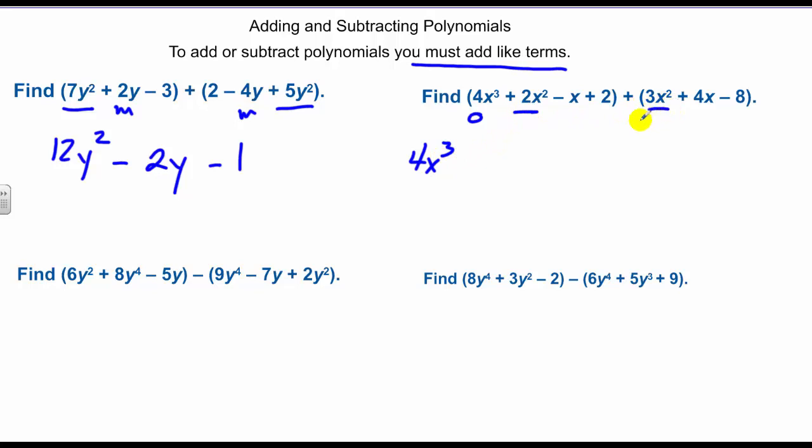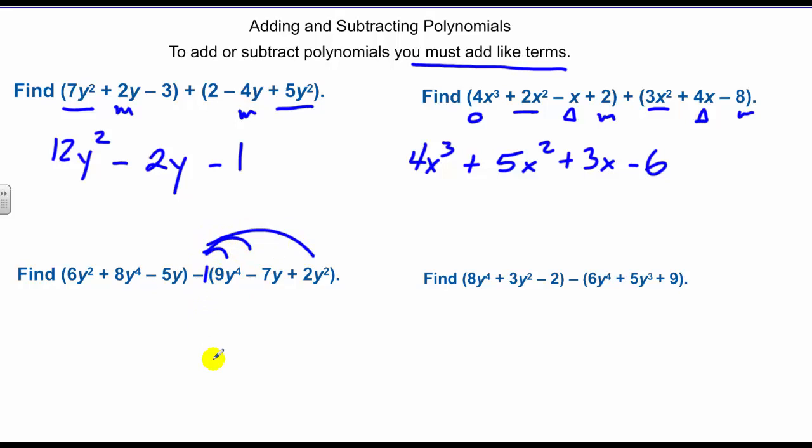There's a squared term and another squared term. Add those together. We get 5x squared. X to the first term and x to the first term, negative 1 and 4 is 3x. And then finally, constant terms, negative 6. Now, when we have sums and differences written in a linear form, if you will, and there's a negative outside, we have to remember there's a 1 right here, and the intent is to distribute that negative 1 to each term.